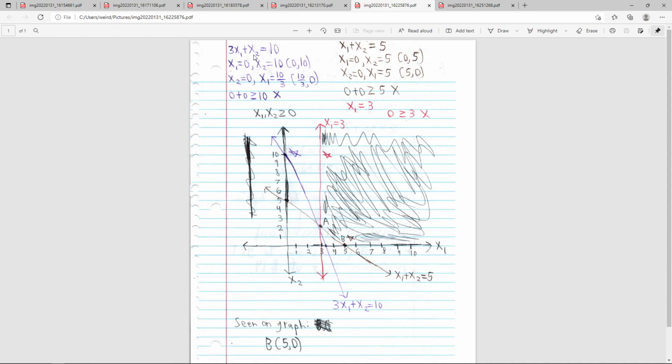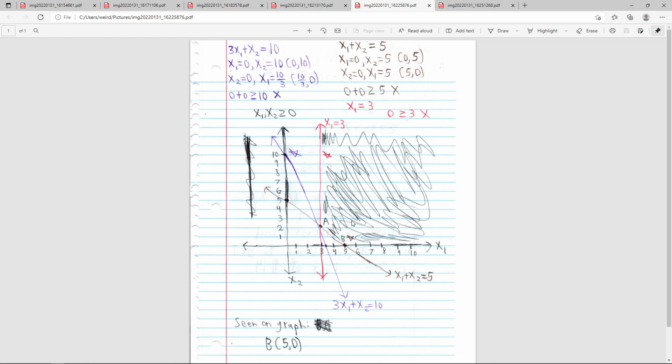So 3x1 plus x2 equals 10. You solve for the x1, x2 intercepts. Then you do 0 plus 0 greater than or equal to 10. That's not the case, so it can't include 0, 0. x1 plus x2 equals 5. You get 0, 5 and 5, 0. And then you get 0 plus 0 greater than or equal to 5. That's not the case. Then x1 equals 3. 0 greater than or equal to 3? No. So none of it includes the point 0, 0. So we're going to shade away from it.